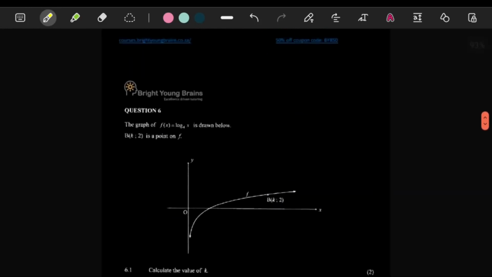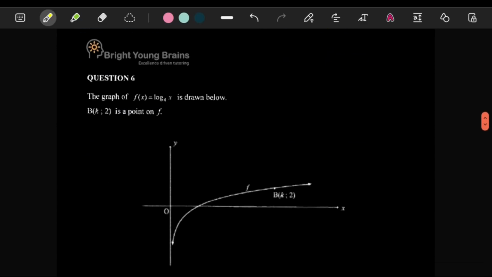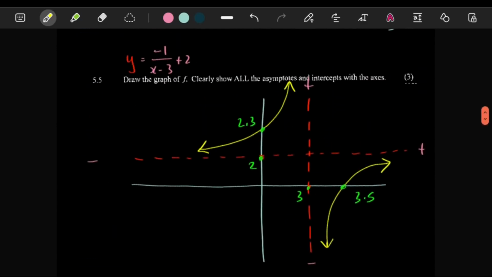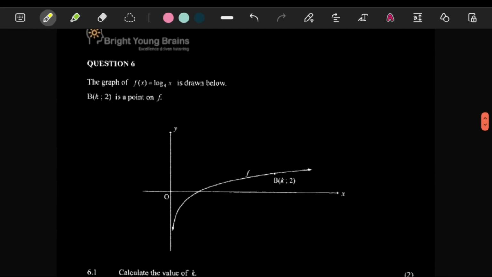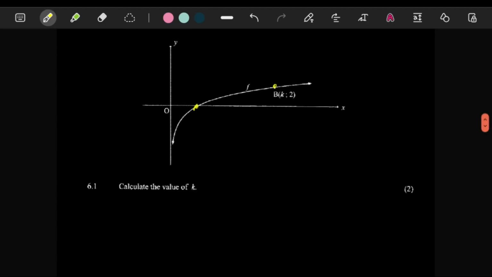6 marks, right? I mean, question 6 is the next one. Oh, yeah, you can see there's the graph. No, all good. Question 6 says the graph of f of x is equal to log 4x. Okay, log 4x. And then it says here B is a point on f. And then there's a 2-mark question asking us to calculate k. So k is the x value. So, I mean, that's quite simple.